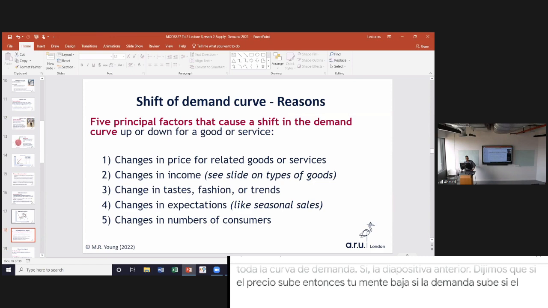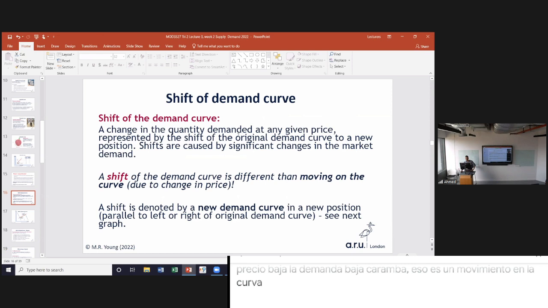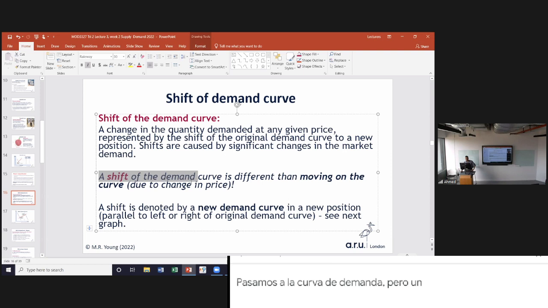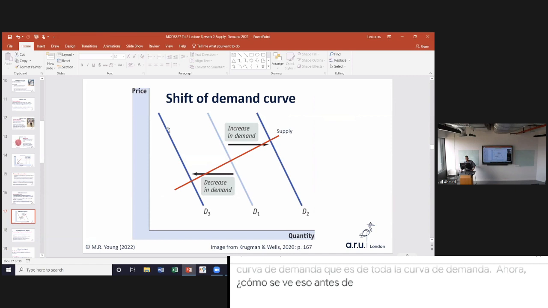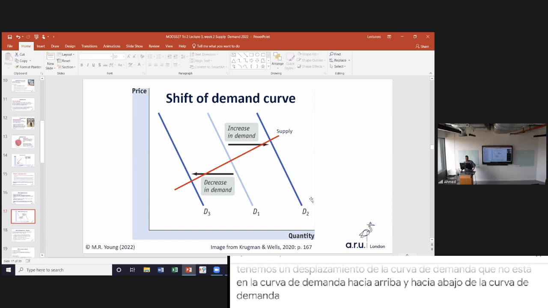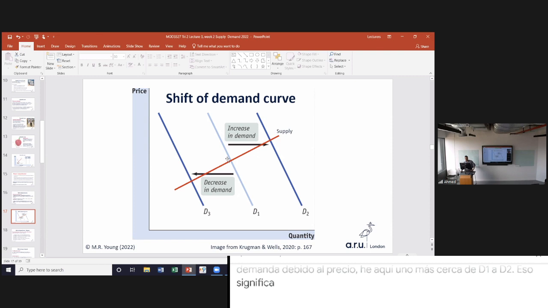How about not a movement on the demand curve, but a shift of the demand curve? That's of the whole demand curve, okay? Now, what does that look like? Here is the demand curve, D1. If we have a shift of the demand curve, not up and down the demand curve because of price, but the whole demand curve goes from D1 to D2, that means that there is an increase in demand. If the whole demand curve goes from D1 to D3, there's a decrease in demand.